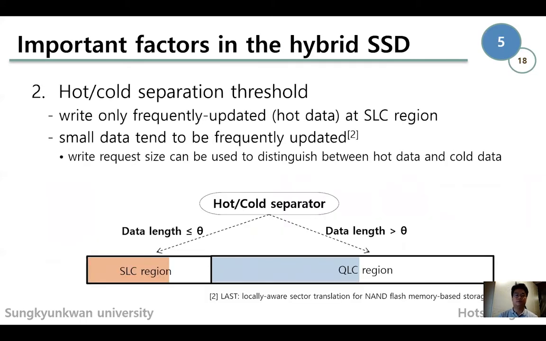The second factor is the hot/cold separation threshold. Considering the SLC to cache migration cost, it is better to write only hot data at the SLC region. Other cold data needs to be sent directly to the cache region. To distinguish between hot data and cold data, the hybrid SSD can use the write request size. This is because small data tend to be frequently updated.